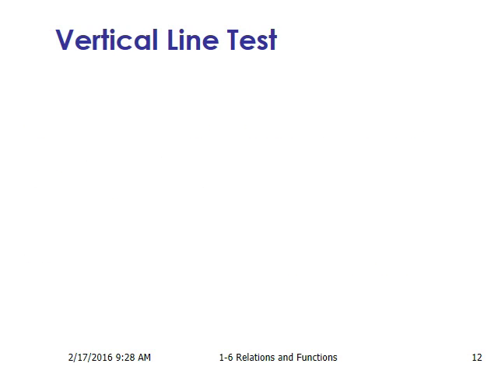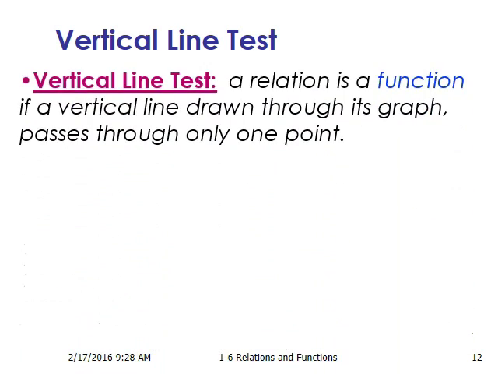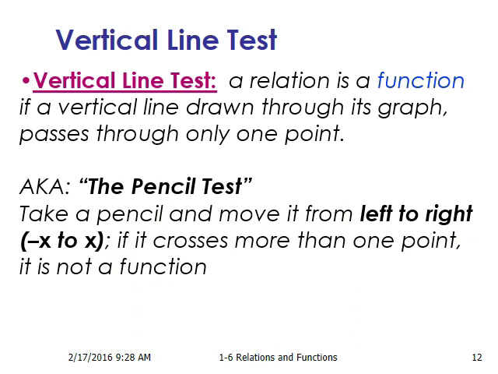Vertical line test. A vertical line test is to check whether the given graph is a function or not. A relation is a function if a vertical line drawn through its graph passes through only one point. Take a pencil and move it from left to right on the x-axis. If it crosses more than one point, it's not a function.